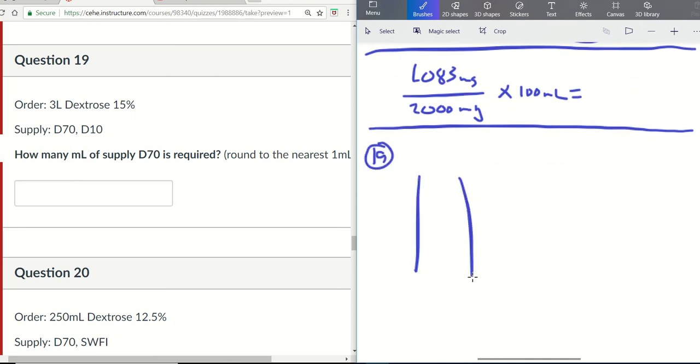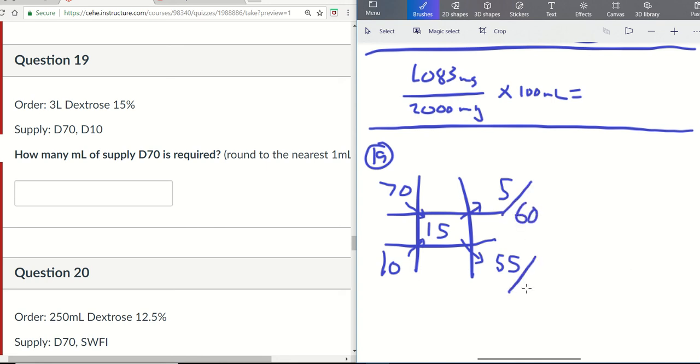All right, alligation, type 1, because we're given a final amount. Put the ordered strength in the middle, which is 15%. We have 2 supplies, 70 and 10. Next step is to find the difference. What's the difference diagonally here? 55. And the difference here is 5. 5 parts, 55 parts. How many total parts? 60. So 5 out of 60 and 55 out of 60. And the last step is to multiply by the final volume, 3,000 mLs.